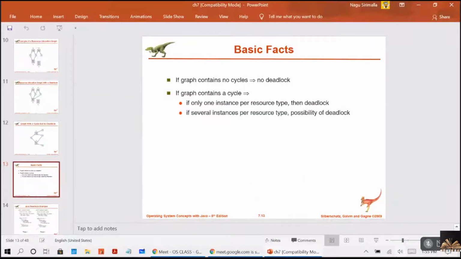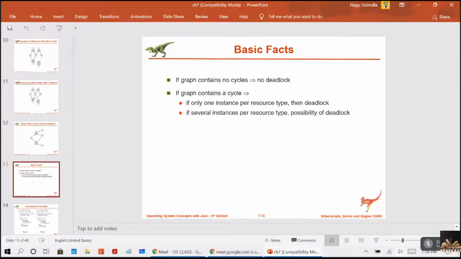So that's the same thing I told you now. If a graph contains no cycles, no deadlock. But if a graph contains a cycle, with only one instance per resource type, then deadlock is possible. But if you have several instances per resource type, there is a possibility of deadlock. Clear?